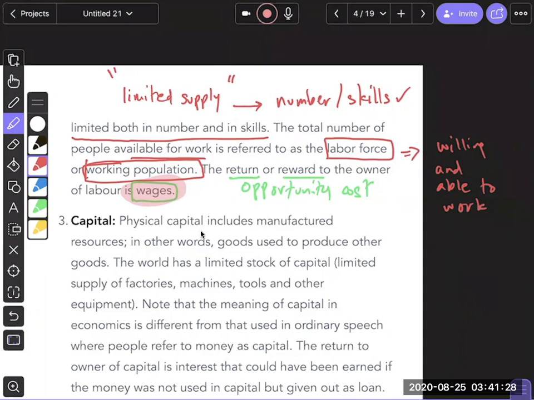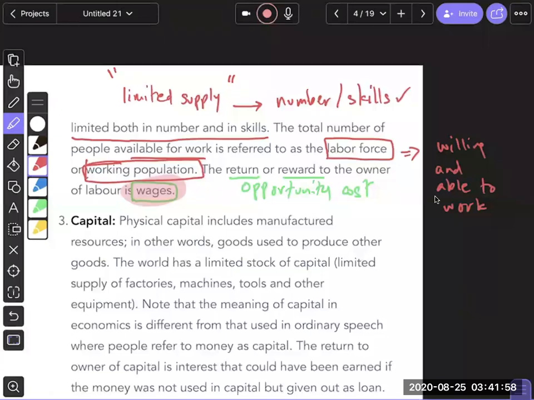Sir, does opportunity cost always lead to prices? Opportunity cost of wages leads to what? Prices. Yes, it's a price, exactly. So opportunity cost is a price. Wage is the price of labor. Somebody says, what's your wage per hour? It's like price per hour. So wage is price. You're right.